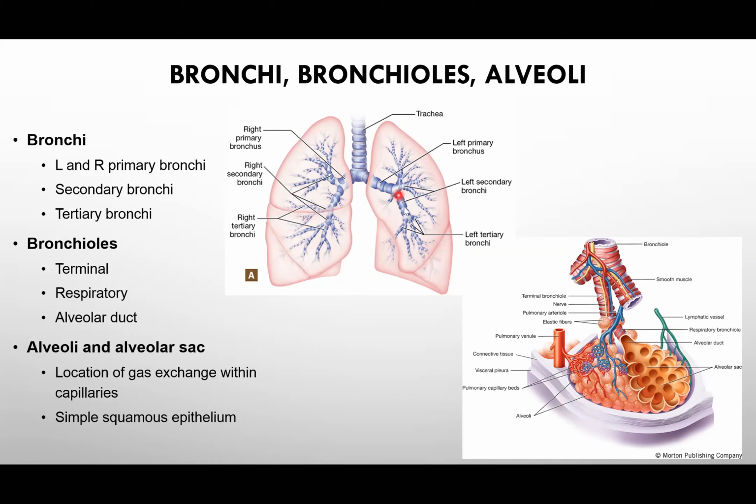So here's a left secondary, here's a left secondary. You can see the right primary splitting into a right secondary. Here's another right secondary. And from here, these secondary bronchi also give off even smaller branches, and those smaller branches are the tertiary bronchi. Then these tertiary bronchi just keep dividing and dividing until you get even smaller and smaller little branches.